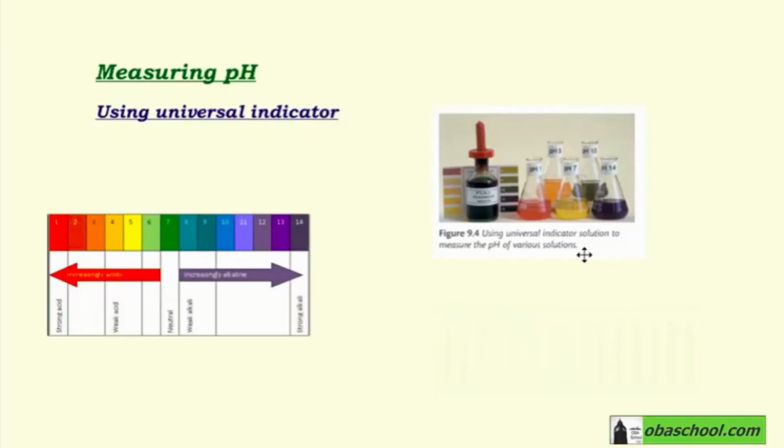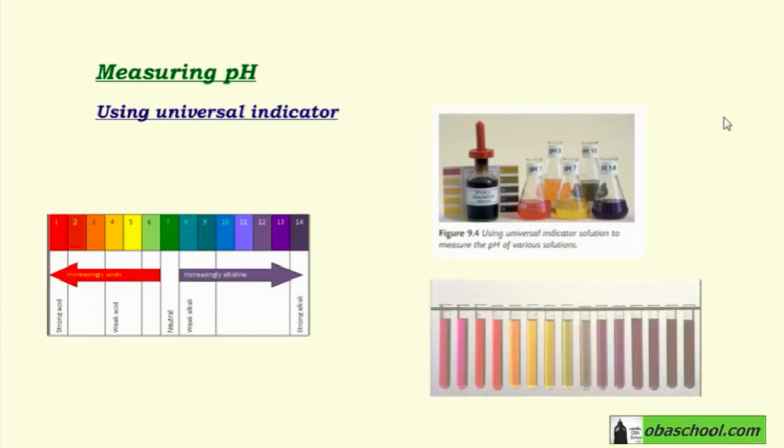Each indicator gives a specific color indicating whether a solution is an acid or a base. For example, I got a solution and I placed one of the indicators inside it to obtain a yellow color. Let's see what the yellow color represents. pH equals 5. So the yellow color represents an acid, a weak acid. So these indicators are used with a solution to measure its pH and check whether it's an acid or a base.